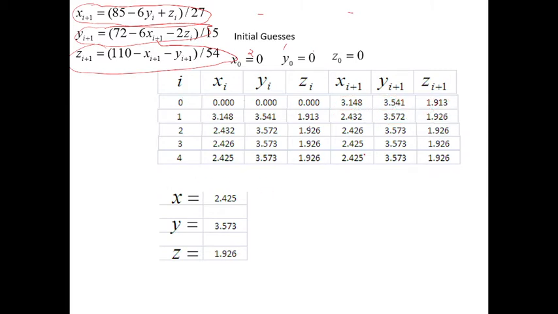So, check natin. Meron ka dito 3.148, tsaka meron ka ditong 0. So, meron ka ngayong error: x sub 1 minus x sub 0. Another error, ito naman, 2.432. Take note, yung error ay absolute value.